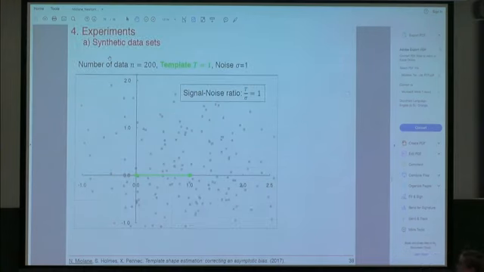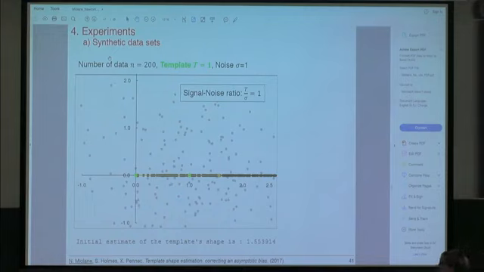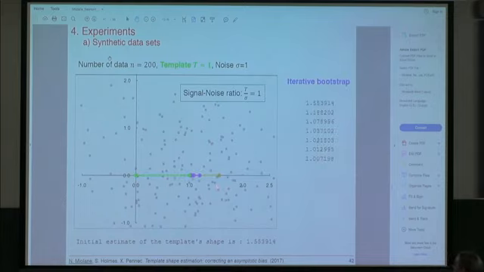So this is the 2 landmarks case that you've seen, with 200 observations, and the template is 1. So this is the template. These are the registered observations. And this is the initial estimate of the template in that case. So we see it's different from what it is supposed to estimate. If we do an iterative bootstrap, in less than 10 iterations, you can see that it will converge. So this was for a signal over noise ratio, T over sigma, equals 1.